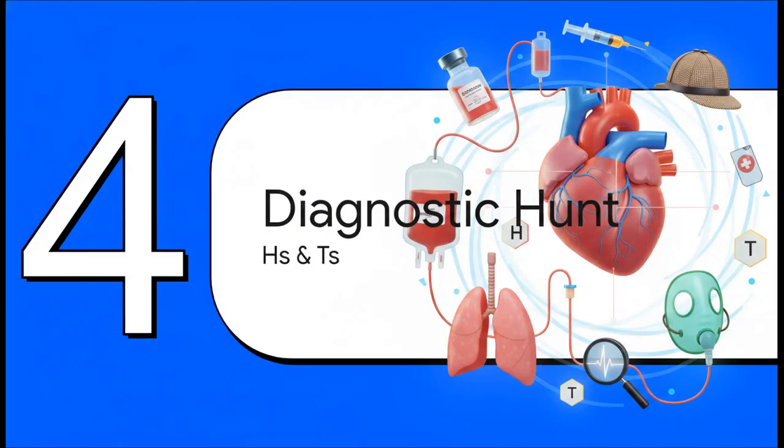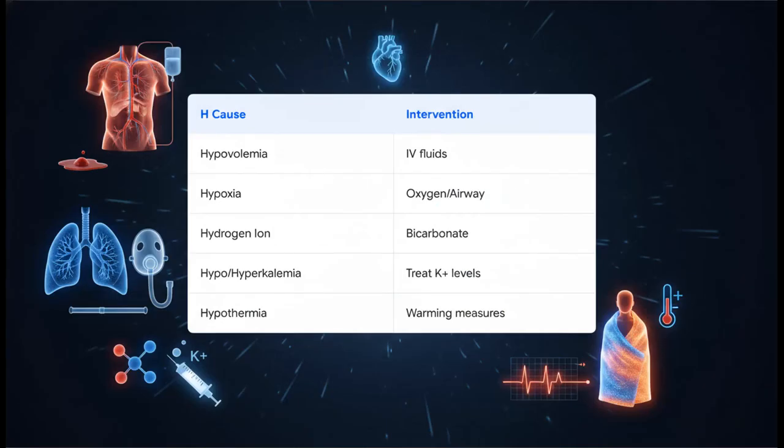Section 4: the diagnostic hunt, the H's and T's. While your team is aggressively pumping the chest and pushing epi, you, as the leader, have to become a high-stakes clinical detective. Why did this patient arrest in the first place? Because if you don't fix the underlying cause, they are simply not going to survive. We use the classic 5 H's and 5 T's to hunt this down.